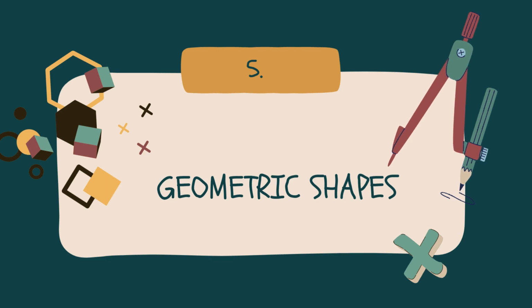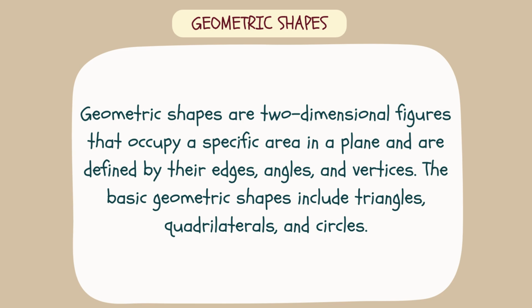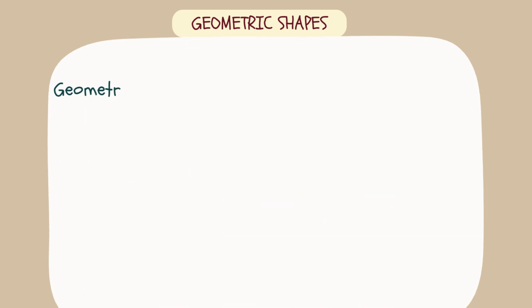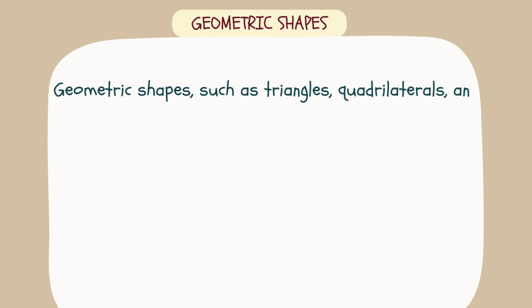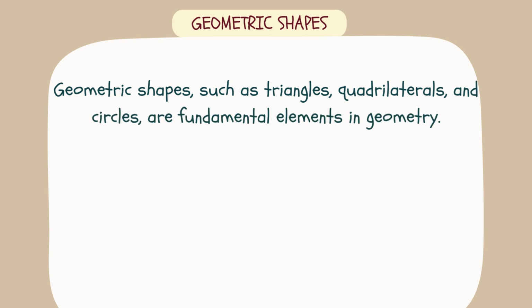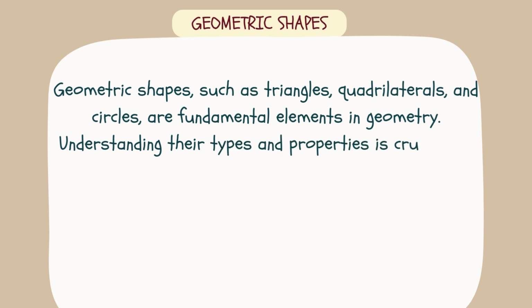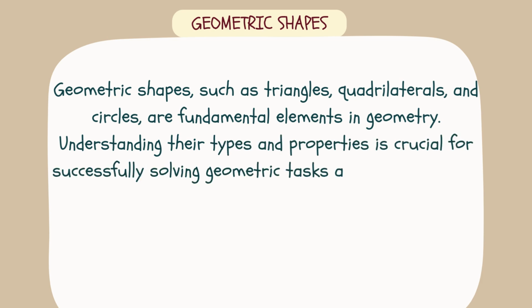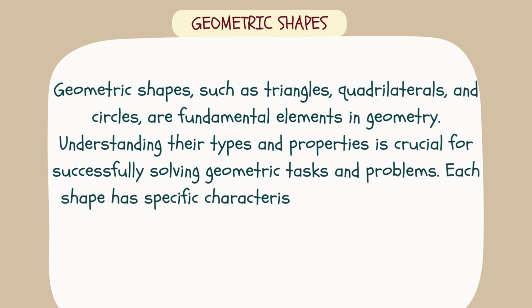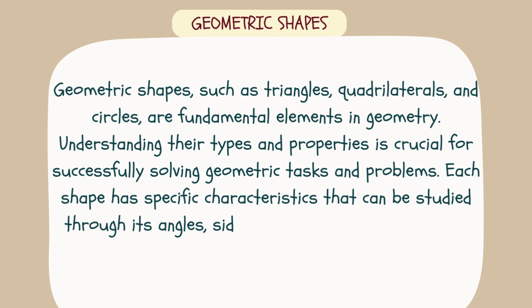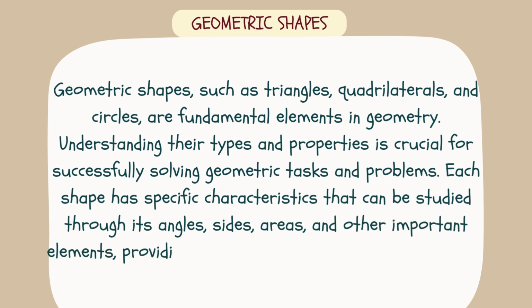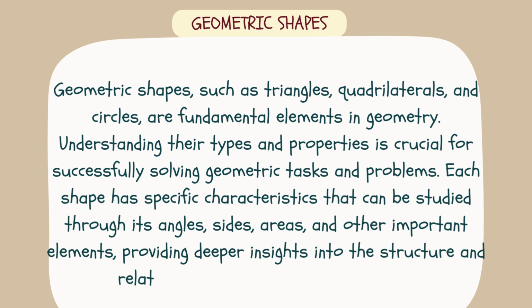Geometric shapes. Geometric shapes are 2-dimensional figures that occupy a specific area in a plane and are defined by their edges, angles, and vertices. The basic geometric shapes include triangles, quadrilaterals, and circles. Geometric shapes, such as triangles, quadrilaterals, and circles, are fundamental elements in geometry. Understanding their types and properties is crucial for successfully solving geometric tasks and problems. Each shape has specific characteristics that can be studied through its angles, sides, areas, and other important elements, providing deeper insights into the structure and relationships among geometric objects.